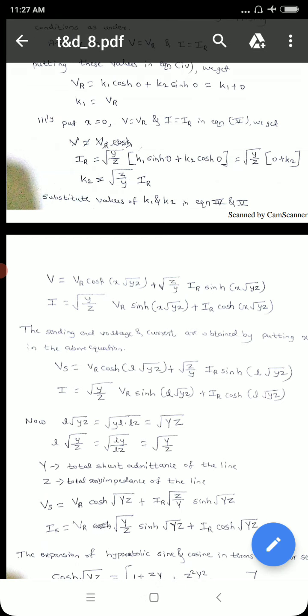Same thing here for the L into square root of yz. That L will come inside. So here also L is multiplied by y, L is multiplied by z, because if L comes inside, it will become L square. So L by y, that is Ly, by Lz, that is Y over Z. Y is the total shunt admittance of the line, and Z is the total series impedance of the line.